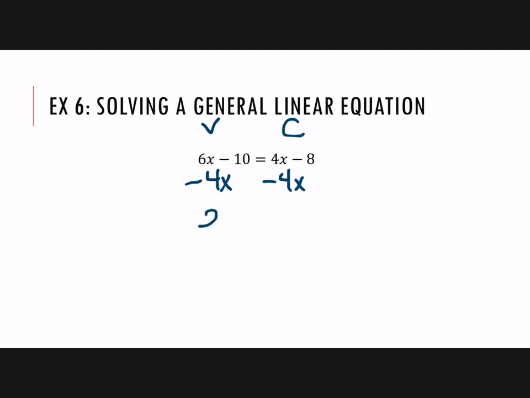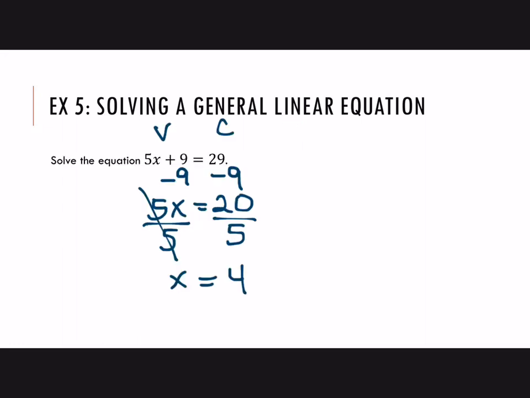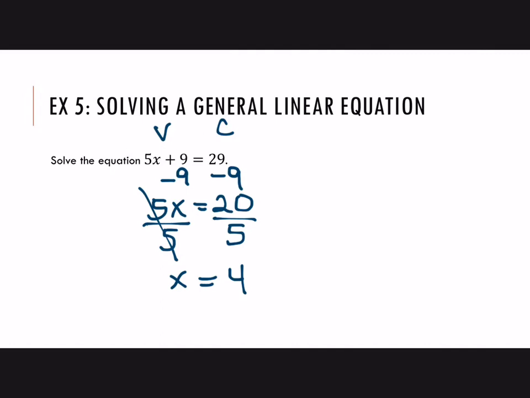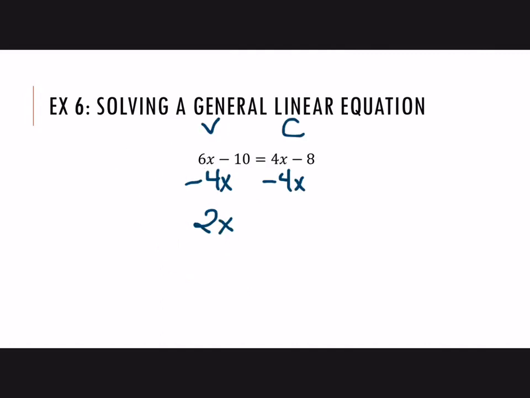On the left I would have 6x minus 4x is 2x. I'm kind of skipping a couple steps here, combining like terms right away. Your textbook says that I should wait until step 3 to do that. So they move everything first and write it all out. I'll save a step here. I've done these variables. I've copied down the negative 10. I've subtracted 4x minus 4x. And then I have a negative 8 that's left.